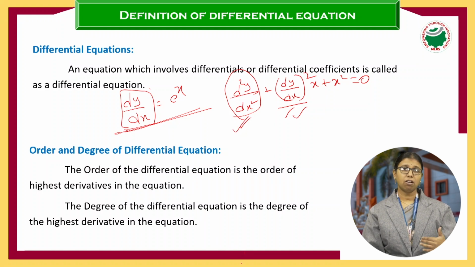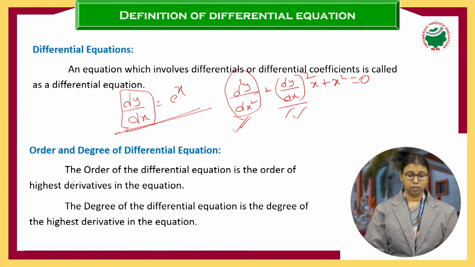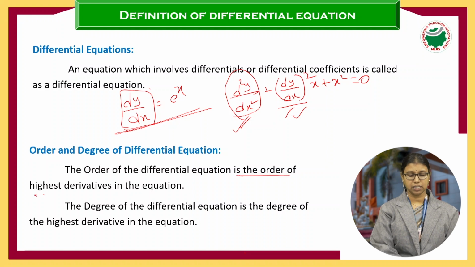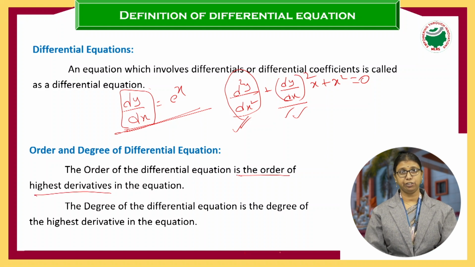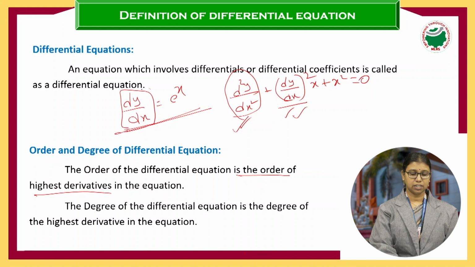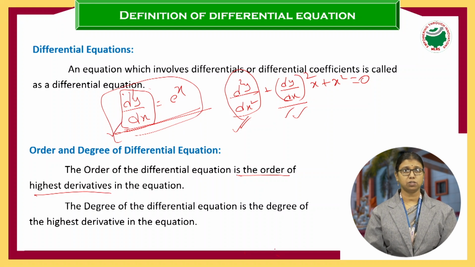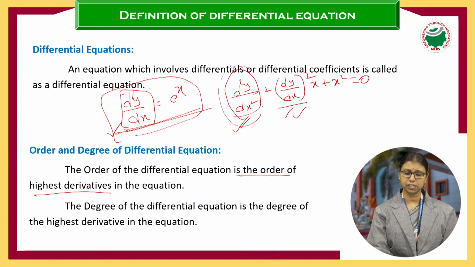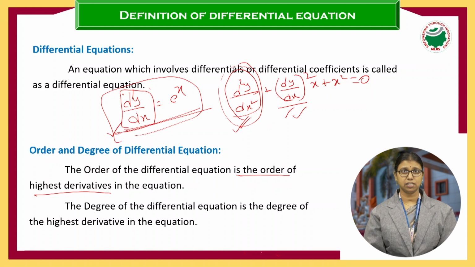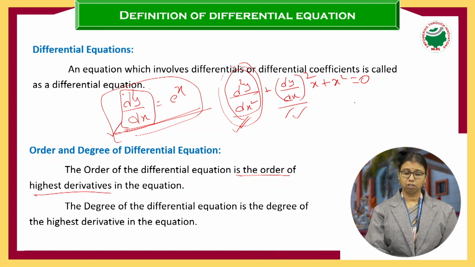Based on the highest order of the differential equation, we can define the order and the degree of the differential equation. The order of the differential equation is the order of the highest derivative in the differential equation. In the first equation, the highest derivative is first order only, so the order of this equation is 1. Similarly, in the second equation, the highest order is the second order differential coefficient, so the order of this differential equation is 2.